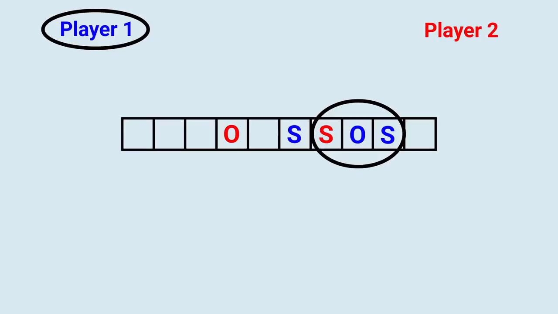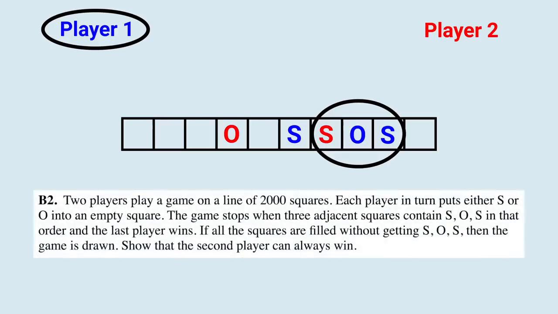But the actual question or proof we're going to do comes from the 1999 Math Olympiad. It states, two players play a game on a line of 2,000 squares. So a little more than the 10 we see here. Each player in turn puts either an S or O into an empty square. The game stops when three adjacent squares contain SOS in that order, and the last player wins. If all the squares are filled without getting SOS, then the game is drawn. So, same as we just saw. But we need to show that the second player can always win.